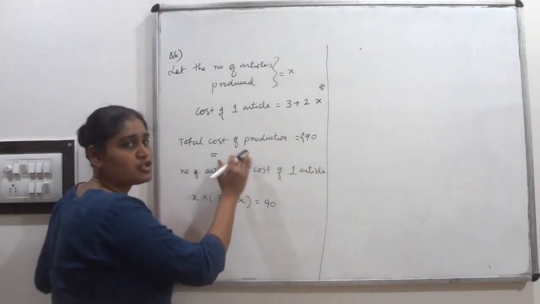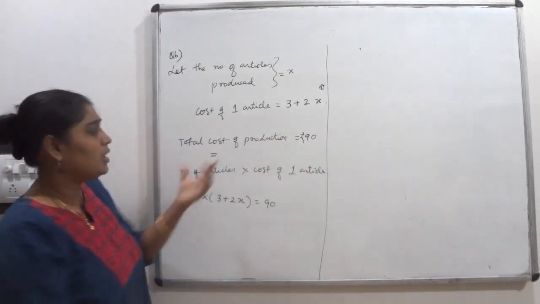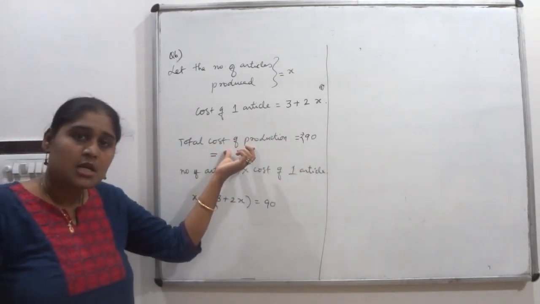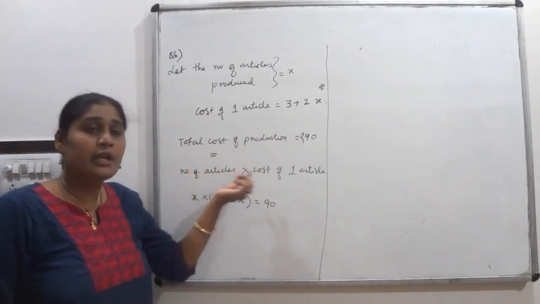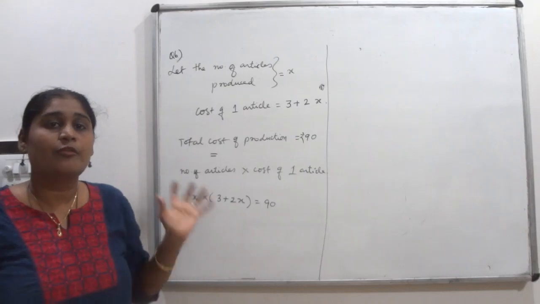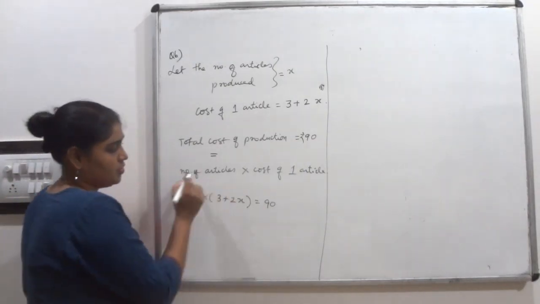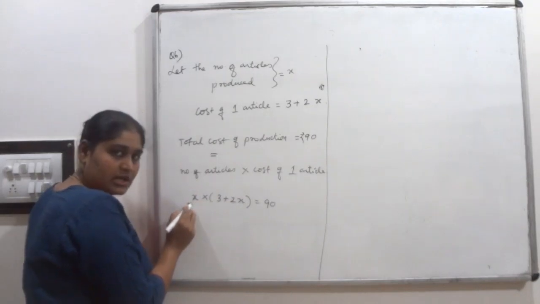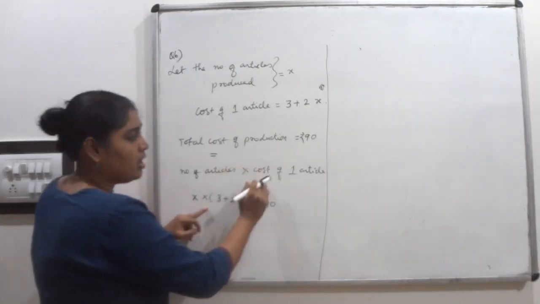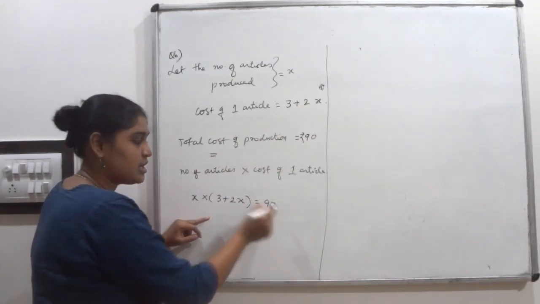And the total cost of production is also given to you. How many rupees? 90 rupees. Total cost of production means number of articles into cost of one article. That will give you the total cost of production. So the number of articles, which you have taken as x, into the cost of one article, which you have written as 3 plus 2x, is equal to what?